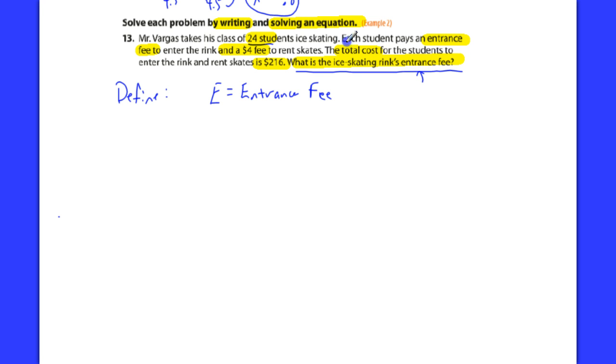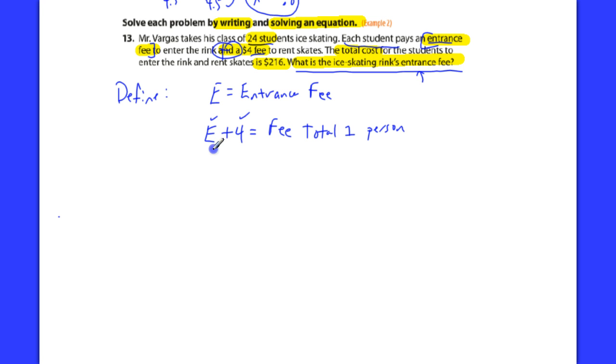But here's what I do know: each student paid the entrance fee to enter the rink and a $4 fee. That means they paid the entrance fee plus $4 to skate. It's the total fee for one person. If you're confused, listen carefully. To skate, you have to pay an entrance fee plus $4 to rent skates.